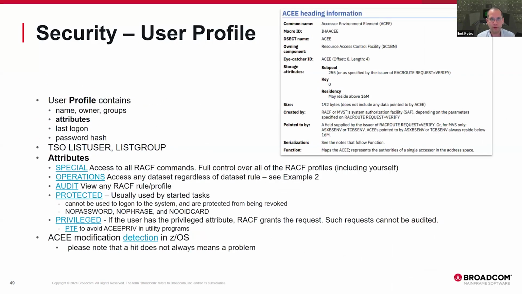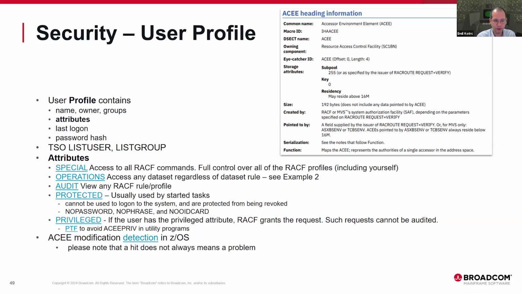So, and this is where I go to this famous ACEE control block. Some of you may know it. That's basically the runtime picture of your profile, that's what the external security manager creates when you verify yourself or when you authenticate. And it contains information about you and the attributes. Some of the attributes, I highlight them in the slide. And one of them, for example, is operations. If you follow the link, it shows you that if you have this operations attribute, you can access any dataset regardless of dataset rule. And that's what was used in example 2, for example. So if you understand this security context, this user profile and this control block, and again, you are able to modify it, you can do very bad things.